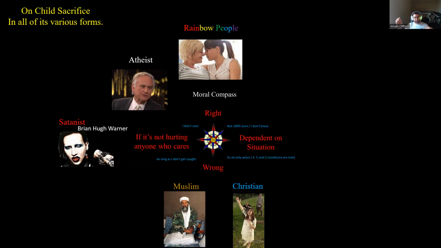Well, and fun fact about Charles Manson, how many people did Charles Manson kill? Charles Manson never killed anybody, but he's got blood on his hands. So that's just a stage name. But Brian Hugh Warner is his name. Satan, he's very antichrist.